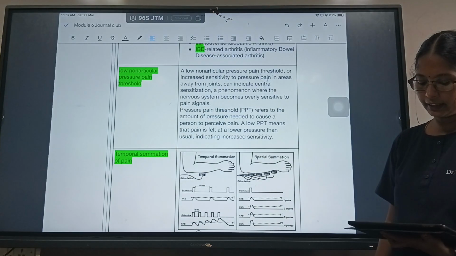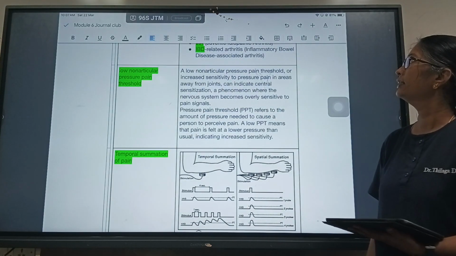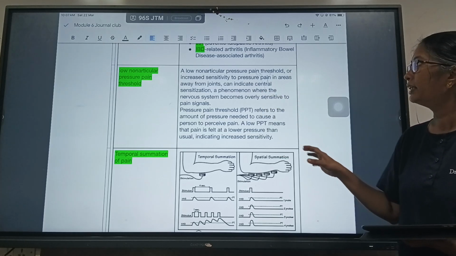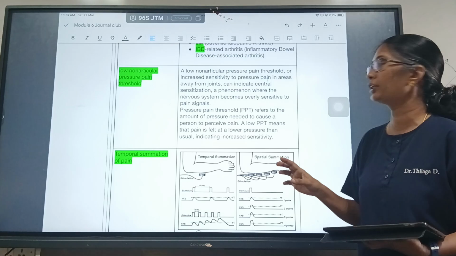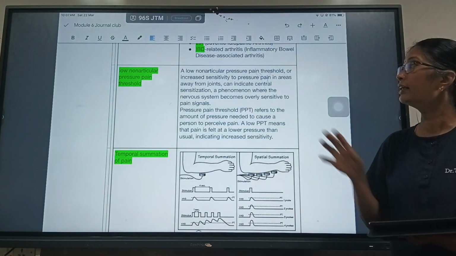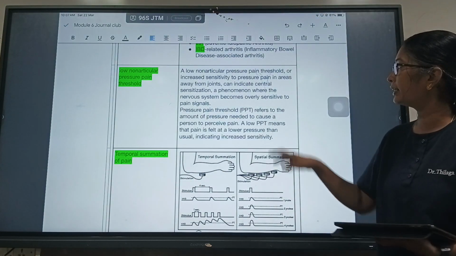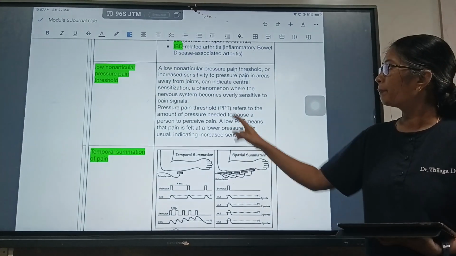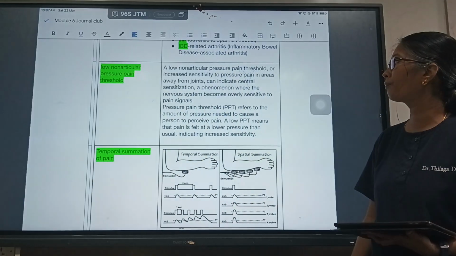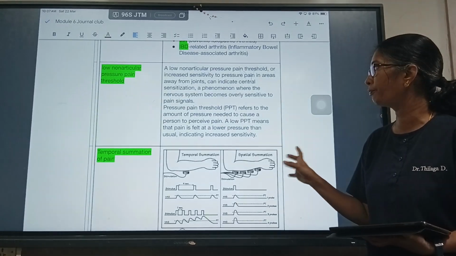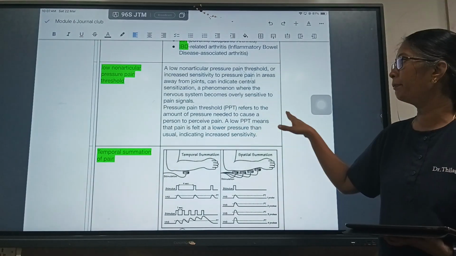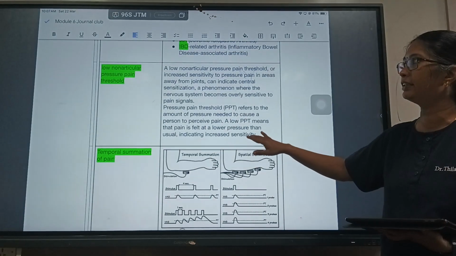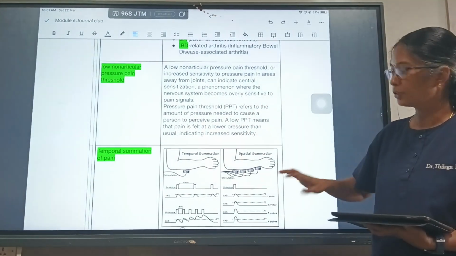And low non-articular pressure pain threshold, what is that? It is increased sensitivity to pressure pain in areas away from joints, which can indicate central sensitization. We have seen central sensitization, where the pain is from the central area, so they become overly sensitive to pain signals. Pressure pain threshold refers to the amount of pressure needed to cause a person to perceive pain. So a low PPT means that pain is felt at a lower pressure than usual, indicating increased sensitivity. So this they have used in this study.